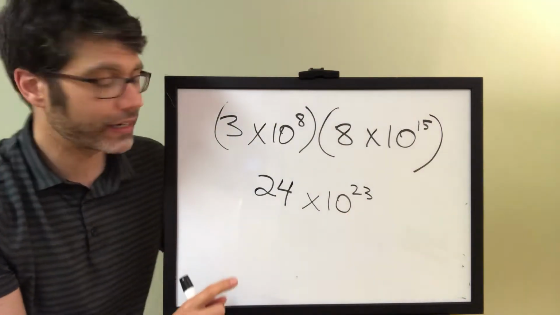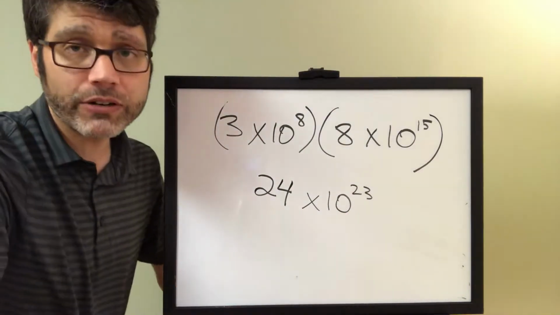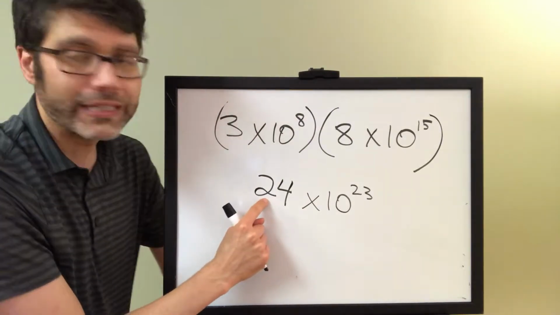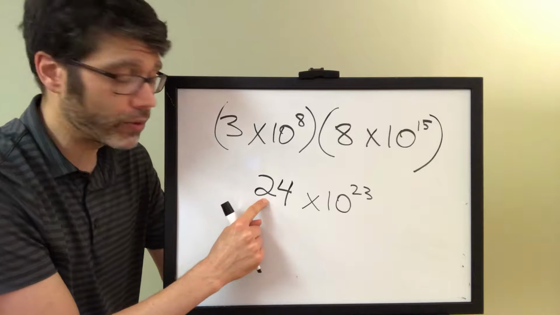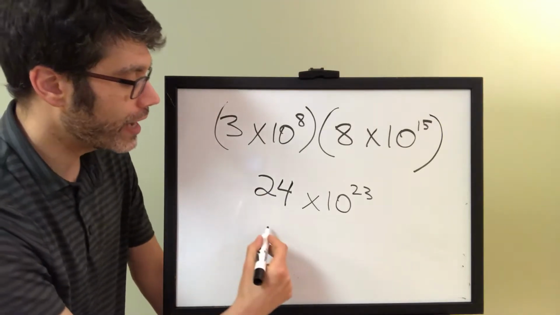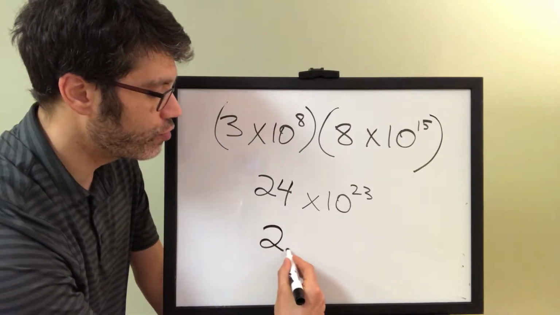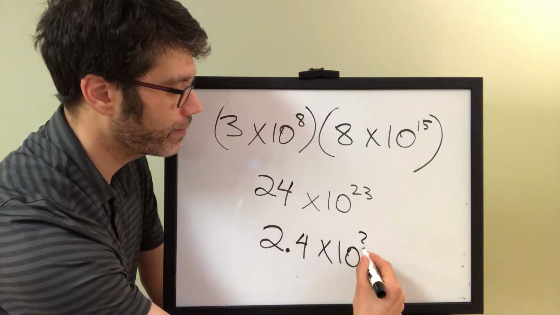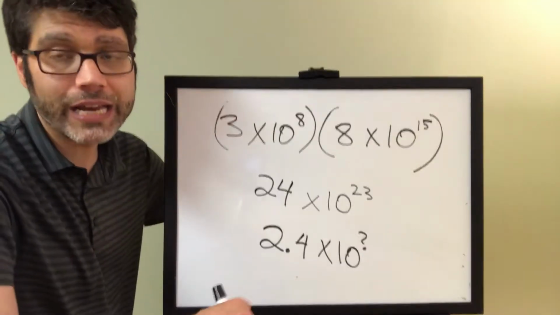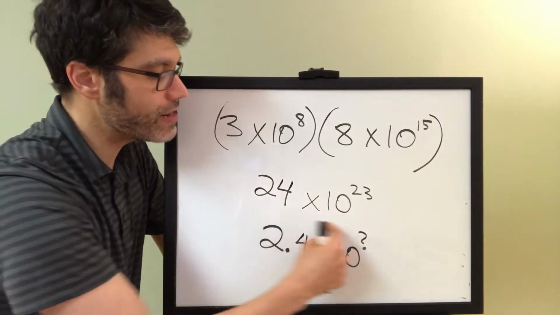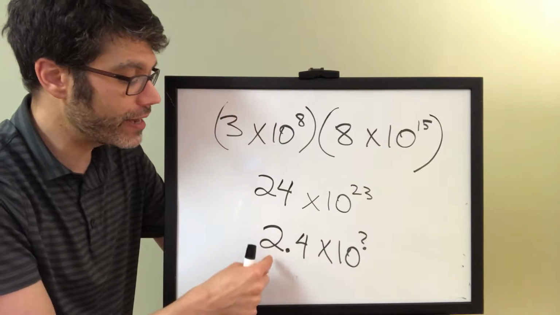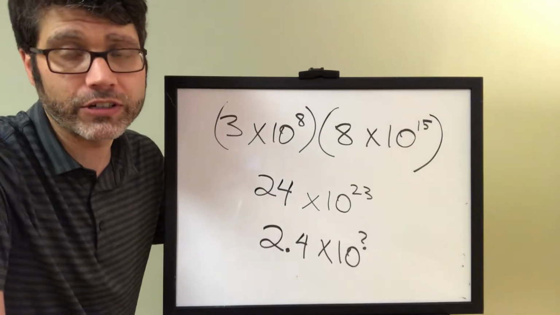This is not in correct scientific notation because remember we need to have only one digit to the left of the decimal point. So in this case, we're going to have to rewrite it as 2.4 times 10 to the something. Now, in the previous videos, I had suggested that we actually write this out in standard form and then convert it back into a proper form of scientific notation.